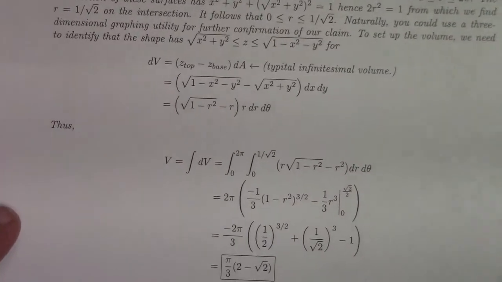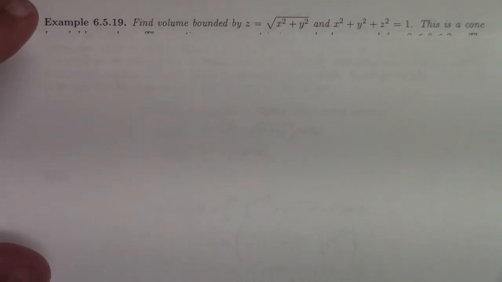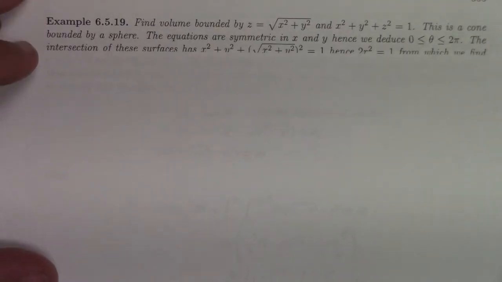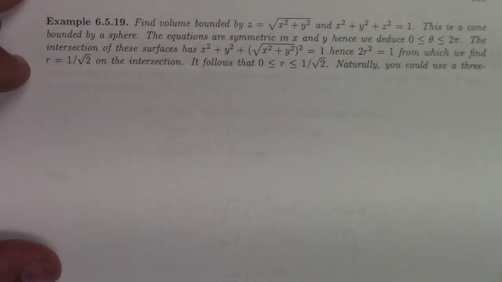Now, let's see here, this one. Volume bounded by z equals square root of x squared plus y squared and the sphere, unit sphere. All right. So that's a cone bounded by a sphere. It's the upper cone, not a double cone. Z is positive here, or not negative at least. The equations are symmetric in x and y, so we can deduce that 0 less than theta less than 2 pi.